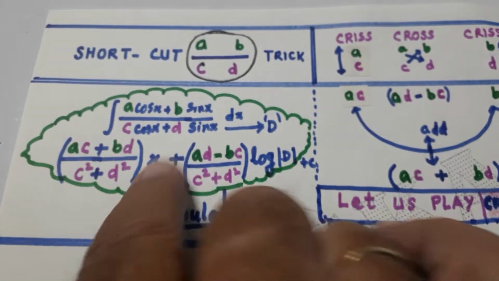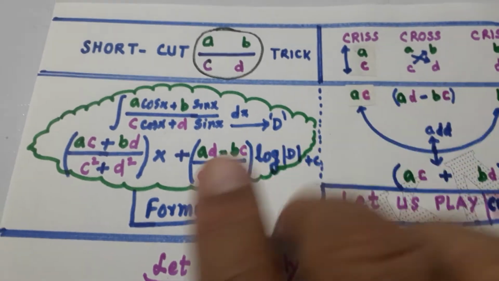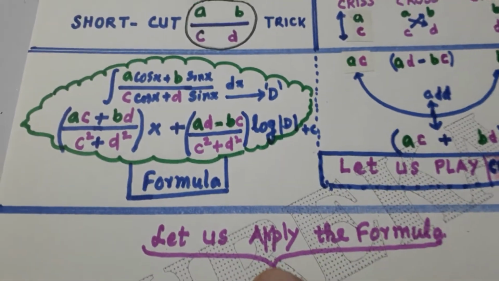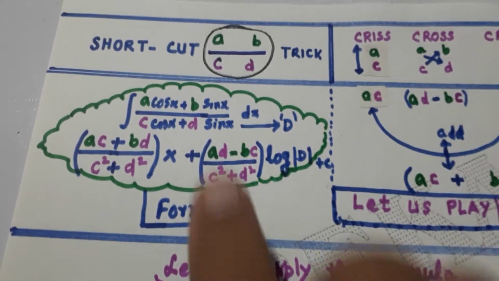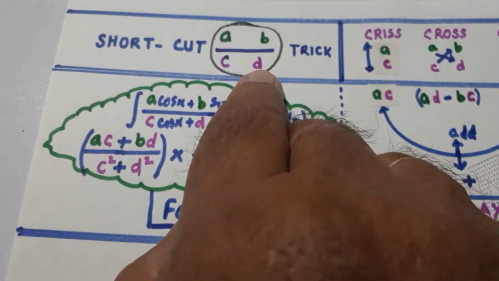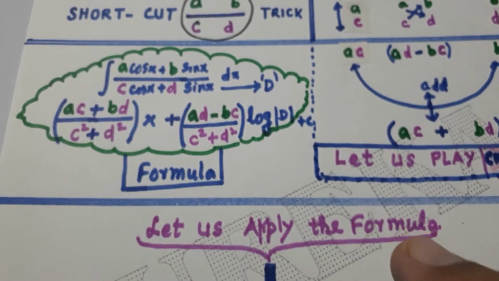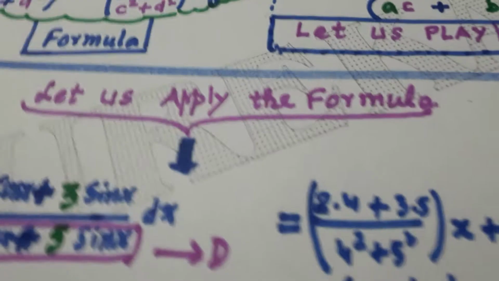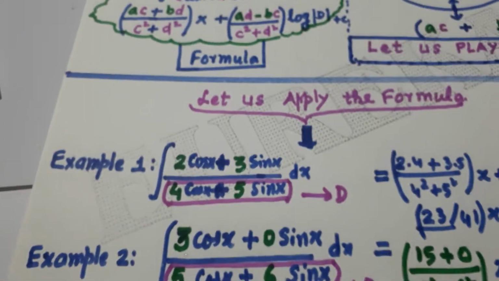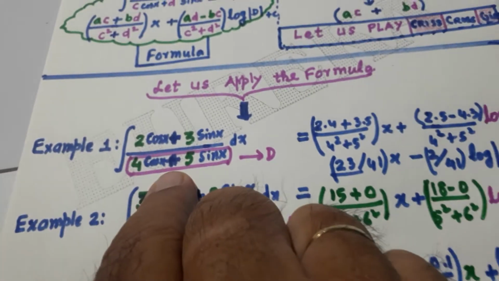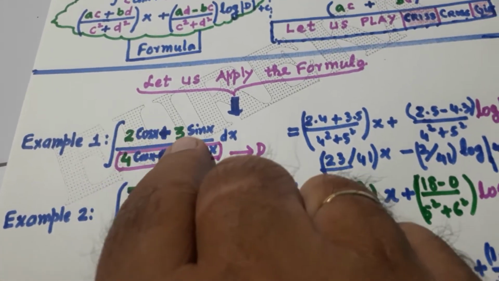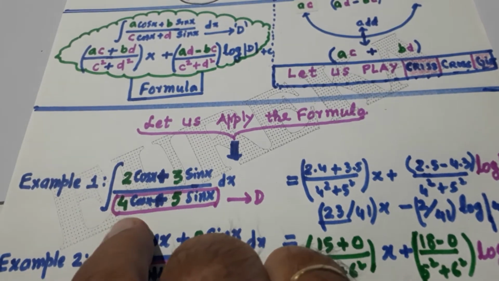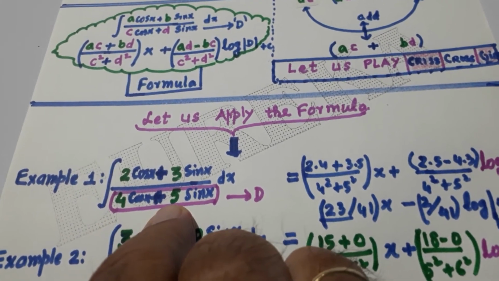The numerators we have calculated on this side, and the denominator can be calculated when we know what C and D are. So let us take up the examples and you will find that the question has become very, very easy. Now, the first question is 2, 3, 4, 5. A is 2, B is 3, C is 4, D is 5.